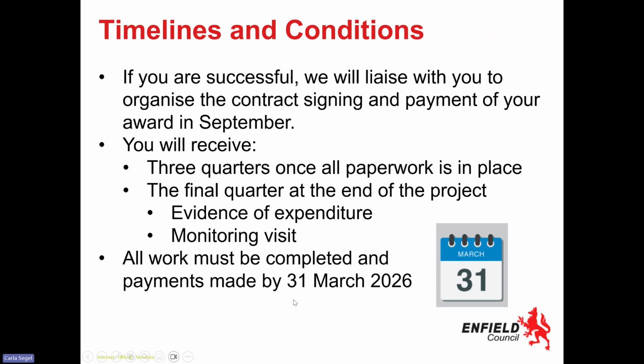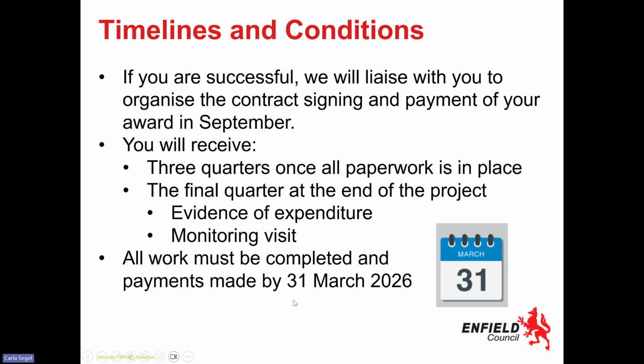So again, I mentioned previously about your timelines for your project. It cannot start until September, because that is when we will be able to issue you the funding. So September until the end of March 26. That's how long you've got for this project. You will receive three quarters of the amount that you've requested upfront as part of the signed contract and signed grant agreement. The final quarter will be received at the end of the project, and that is when you will be able to submit the evidence of the expenditure.